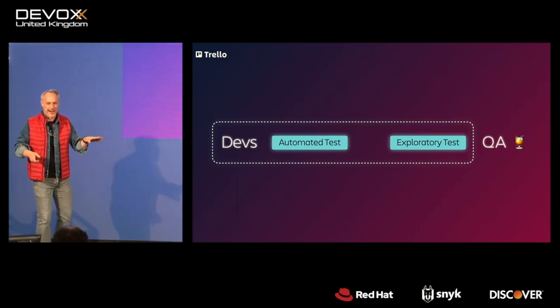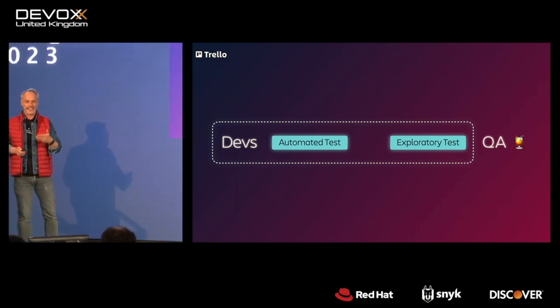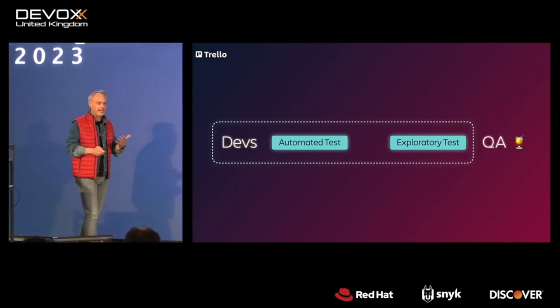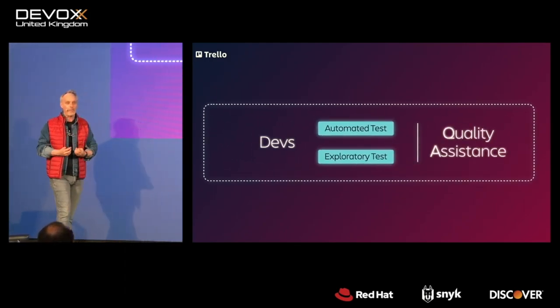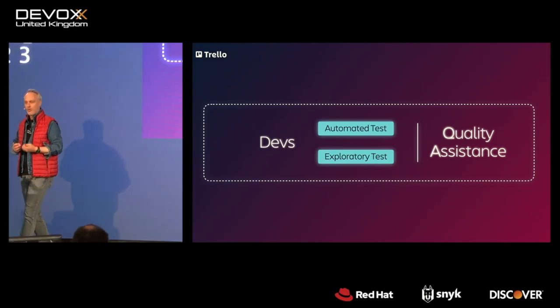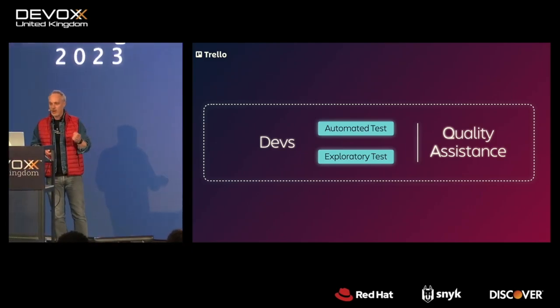Well, it's not that way, right? So QA actually reinvented themselves. They no longer call themselves quality assurance. They call themselves quality assistance, to help the developers move things through the pipelines. So how does that work?